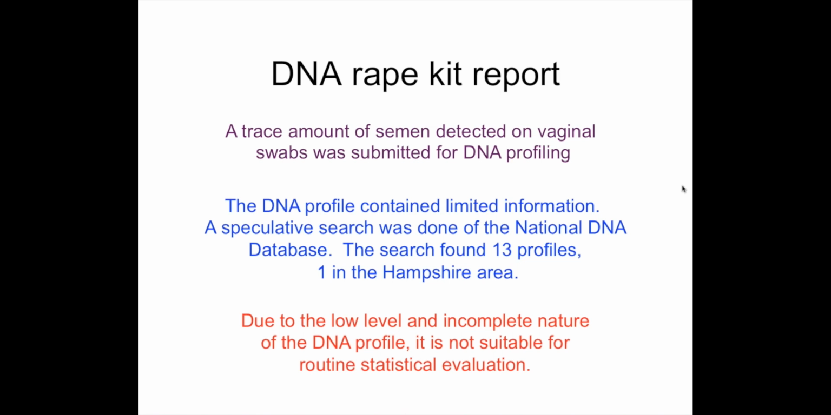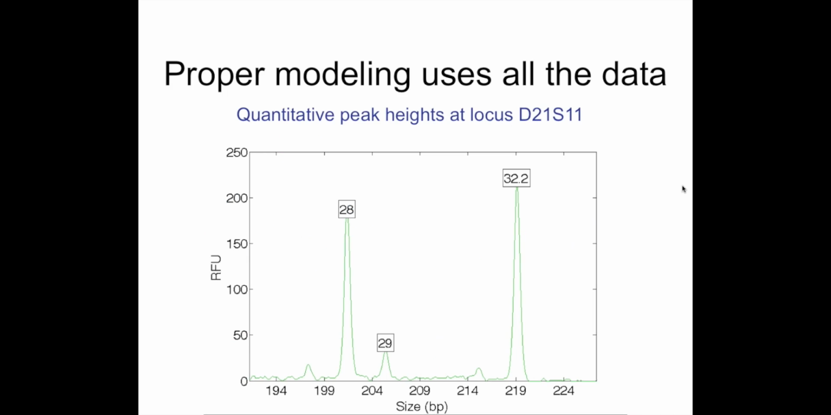The DNA profile contained limited information, so a speculative search was done on the United Kingdom's National DNA Database, the NDNAD, and the search came up with 13 profiles, one of which was a person who was known to reside in the Hampshire area. However, due to the low profile and the incomplete nature of the data, the lab felt it was not suitable for routine statistical evaluation.